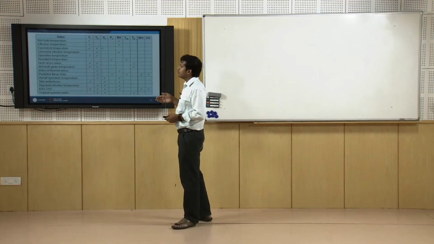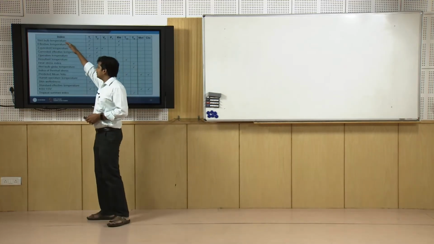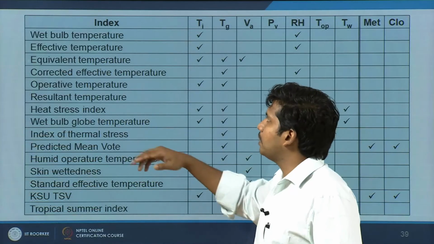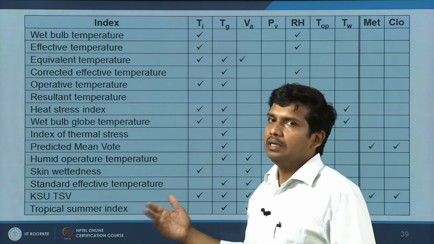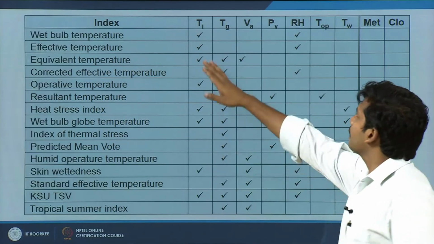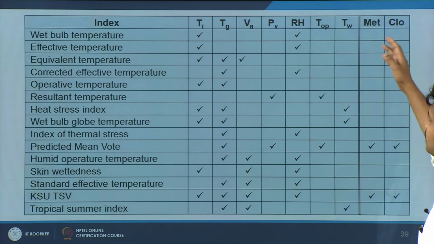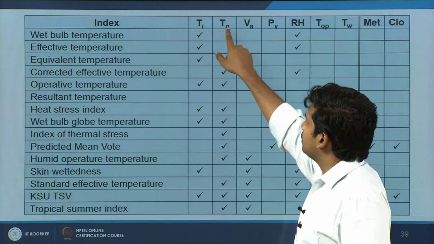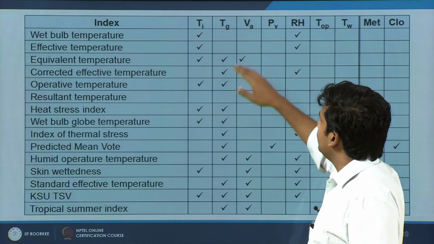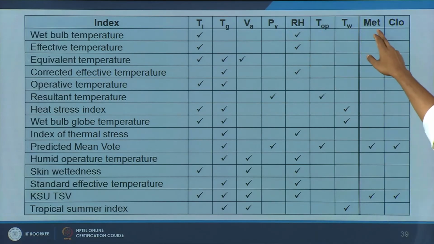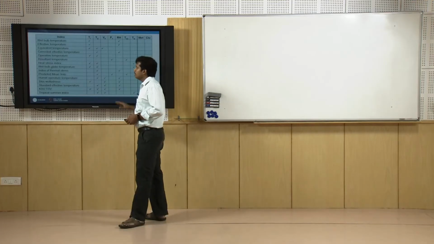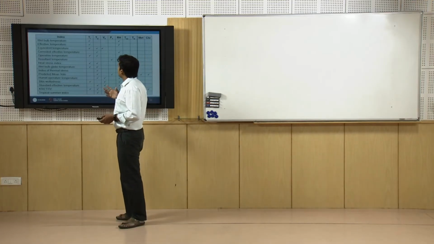I have presented a list of comfort models, not an exhaustive list but a few commonly referred models, starting from wet bulb temperature and going on to the tropical summer index, which is one of the indices developed in India. These are different environmental and personal variables. TI is dry bulb temperature, globe temperature, air velocity, this is vapor pressure, relative humidity, this is operative temperature. Then you have metabolic activity and clothing insulation, 2 personal variables. Just to give you an idea about what parameters these indices actually take into consideration.